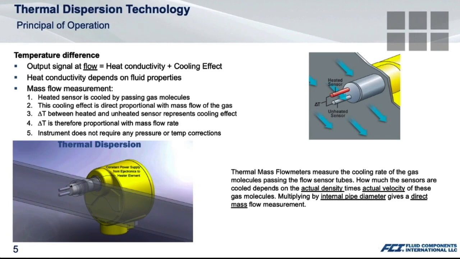And thermal mass flow meters measure the cooling rate of the gas molecules passing by the flow sensor itself. How much the sensors are cooled depends on the actual density of the gas, that heat conductivity, and the actual velocity that gas molecules are passing by. Multiply the internal diameter inside the pipe, and you get a direct mass flow measurement.